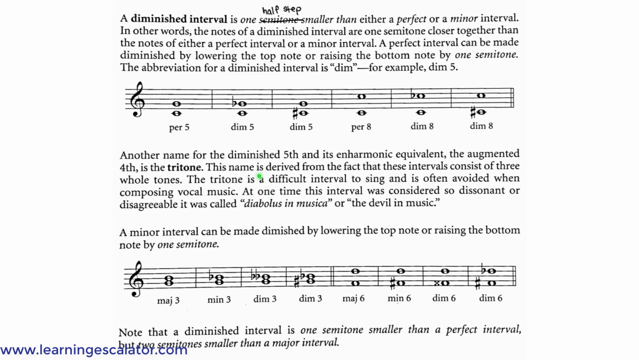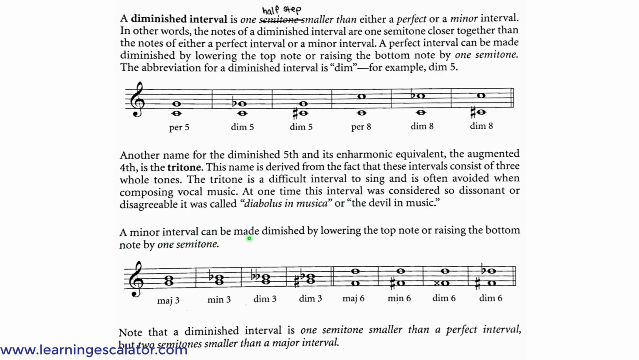Another name for the diminished fifth and its enharmonic equivalent, the augmented fourth, is the tritone. This name is derived from the fact that these intervals consist of 3 whole tones. The tritone is a difficult interval to sing and is often avoided when composing vocal music. At one time this interval was considered to be so dissonant or disagreeable that it was called the diabolus in musica, or the devil in music.